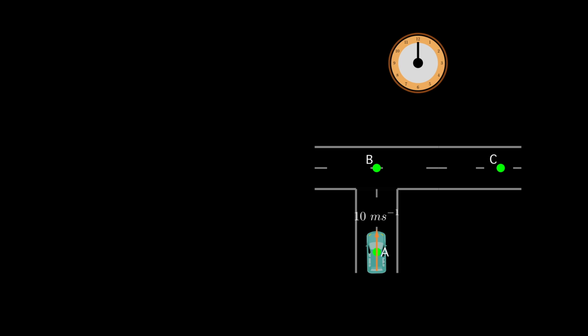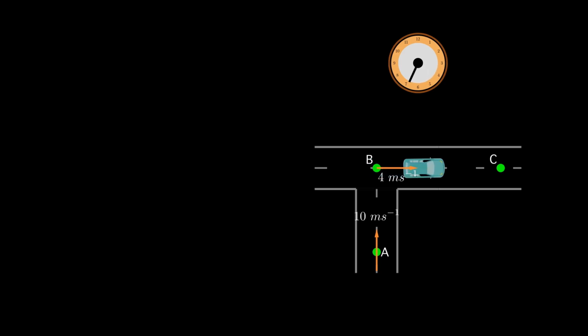Let's explore another example, to better understand the difference between average speed and average velocity. In this scenario, a vehicle travels in a straight line from point A to point B, at a velocity of 10 meters per second, taking 3 seconds to cover this distance.